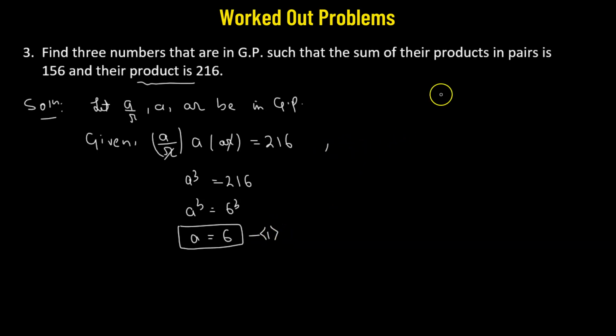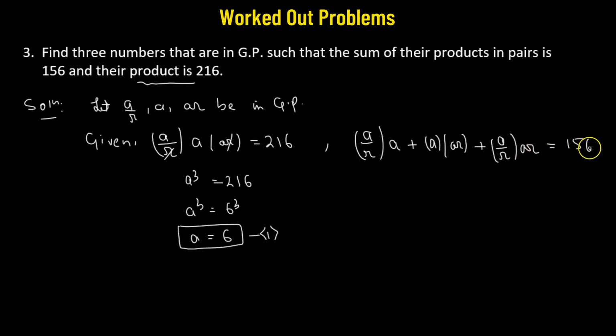Also, it's given that the sum of the products in pairs. Sum of the products in pairs means we'll take the first term and multiply it to the second term, add it to the product of the second term and the third term, and finally add it to the product of the first term and the third term. So this sum is given as equal to 156. So let's solve this. So we have a squared divided by r plus a squared times r plus a squared. So here r and r get cancelled.